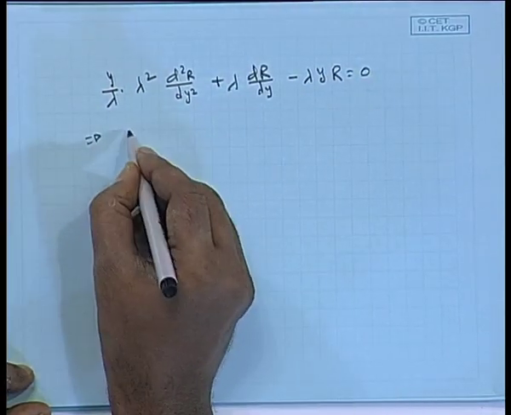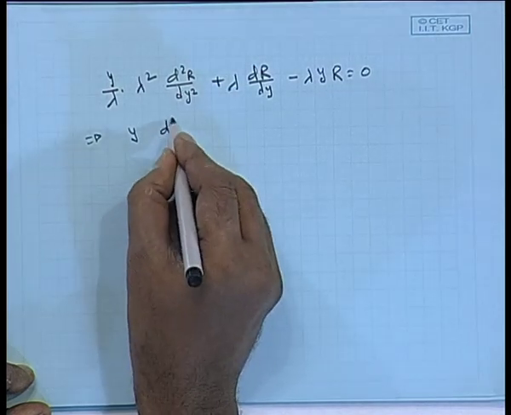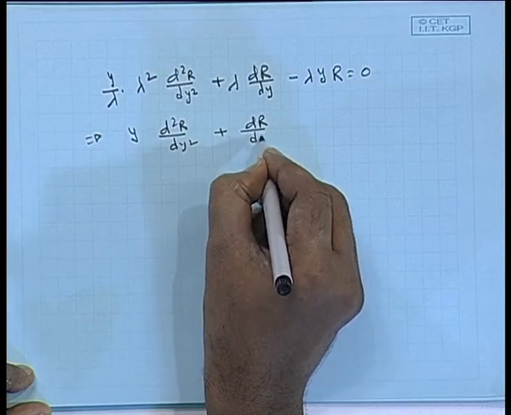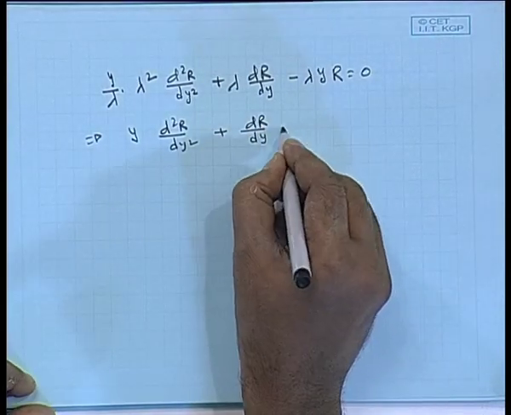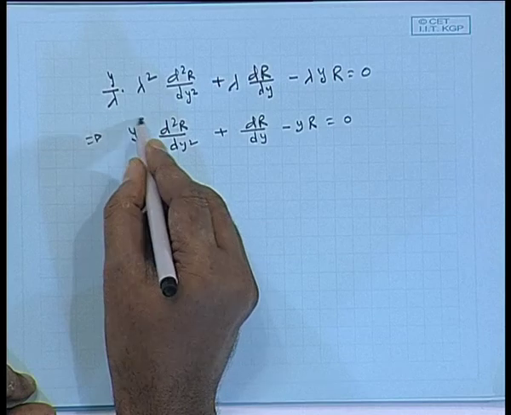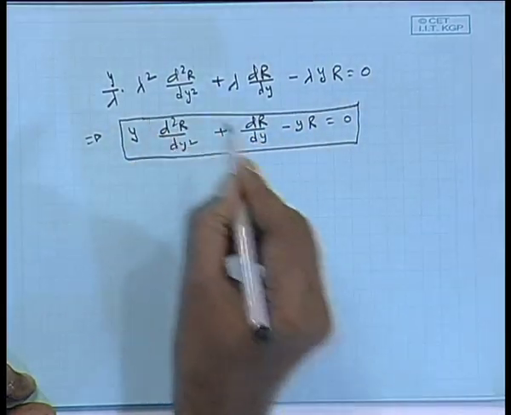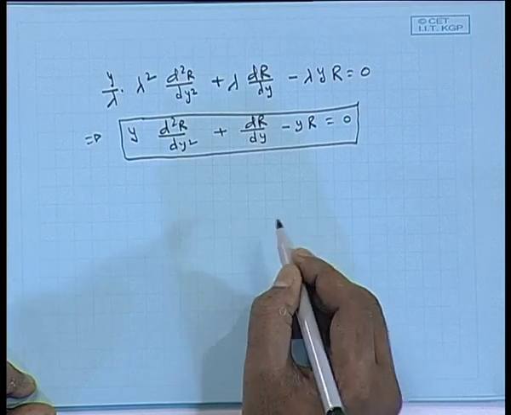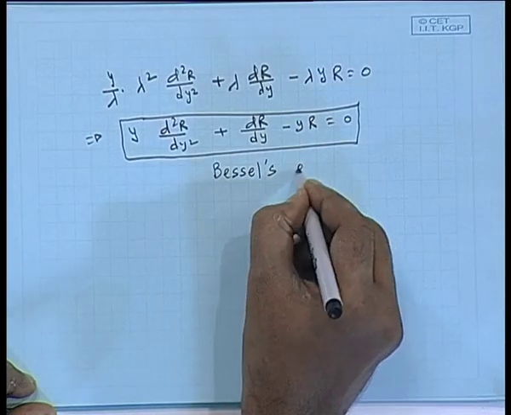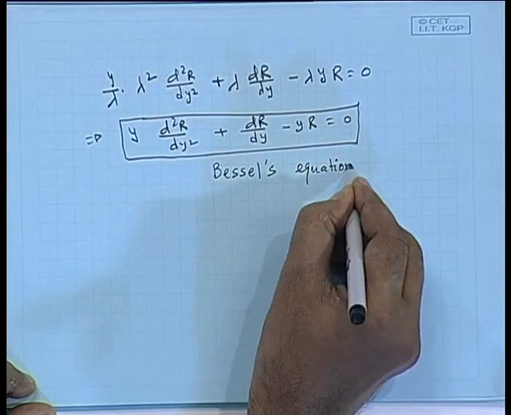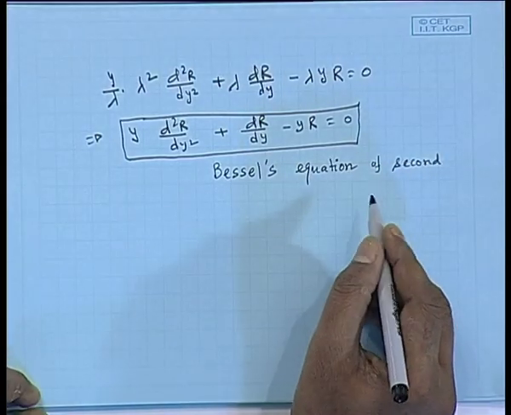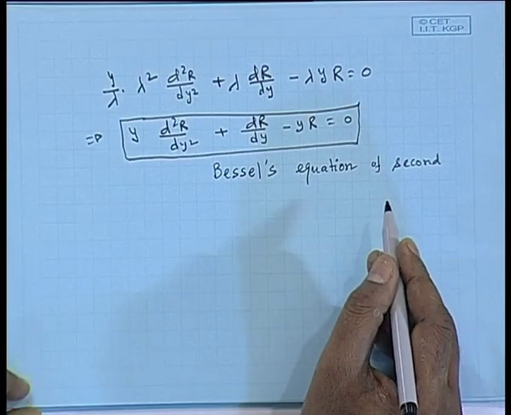So, this becomes y d2R/dy square plus dR/dy minus y R is equal to 0, right. What is this equation? This equation is known as the Bessel's equation of the second kind. Probably you will come across this equation in one of your mathematics courses. Already you must have done it or must be doing it sometime in your future.